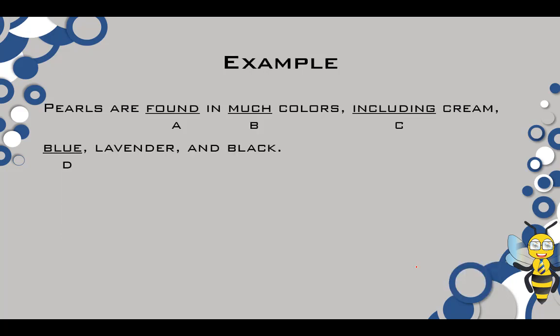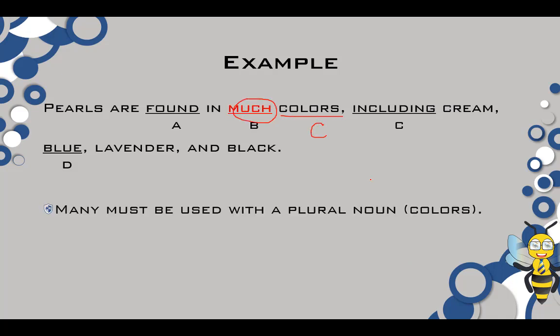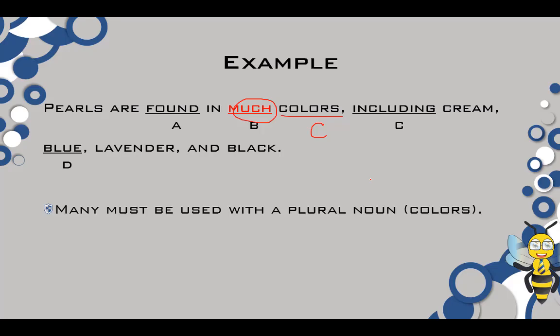So, here we have the first example: "Pearls are found in much colors, including cream, blue, lavender, and black." Many colors. That's right, because colors is a countable noun.